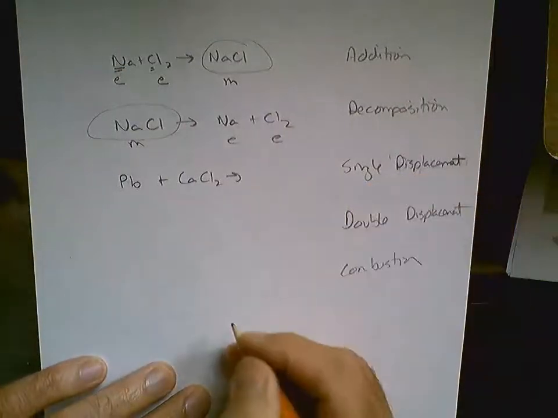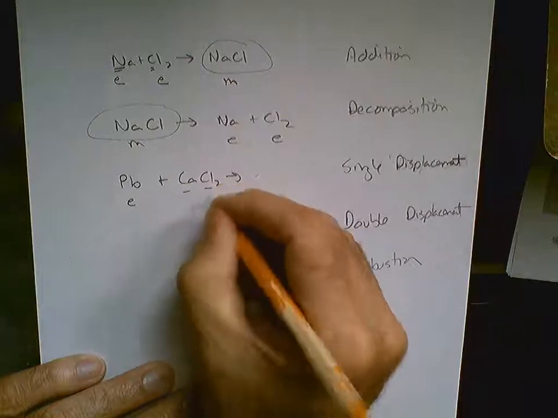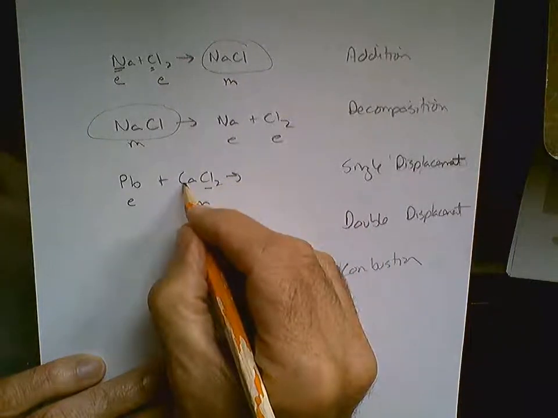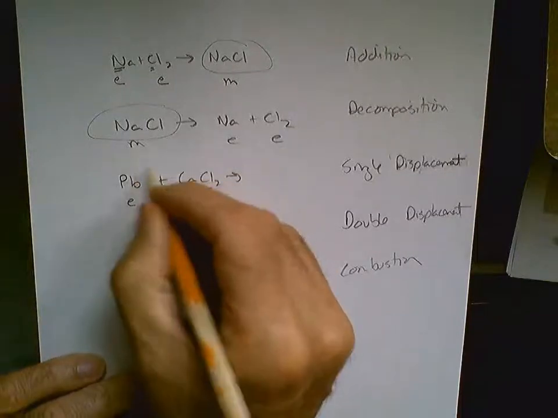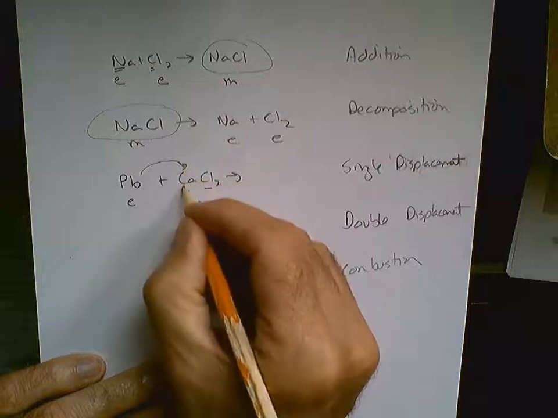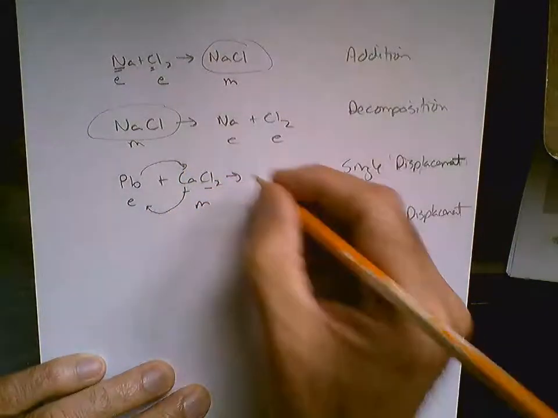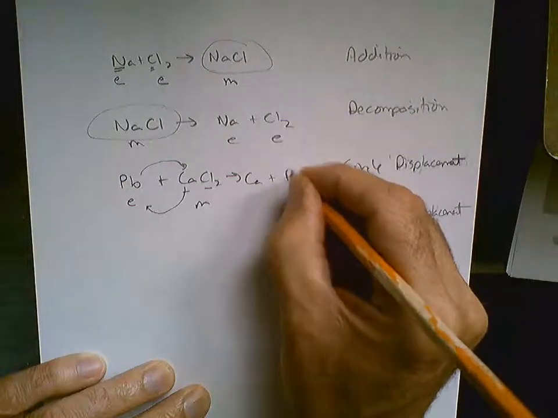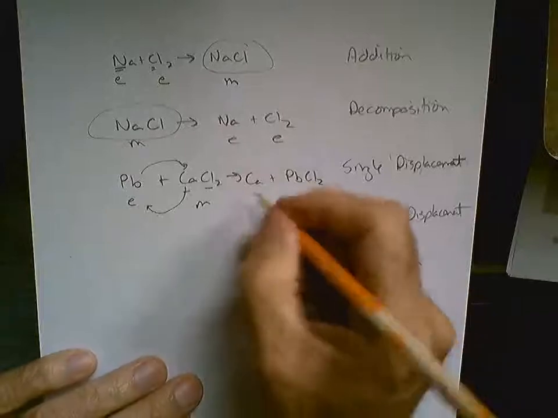Another type of reaction is a single displacement. In this one, you have an element plus you have a molecule. Once again, you know a molecule, you've got two or more types of capital letters together there. And what happens is that Pb wants that Cl pretty badly, and it's tougher, so it kicks the Ca out, and they change places. This is a single displacement reaction.